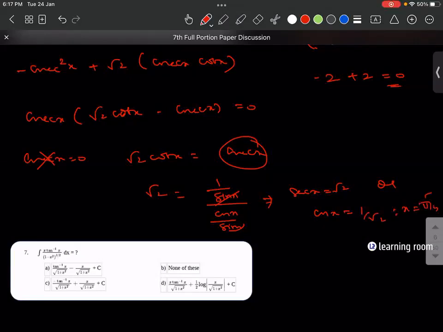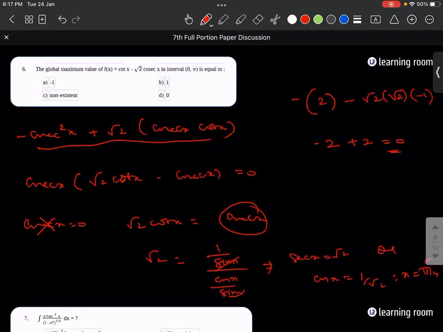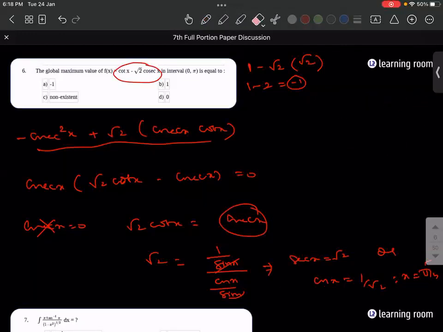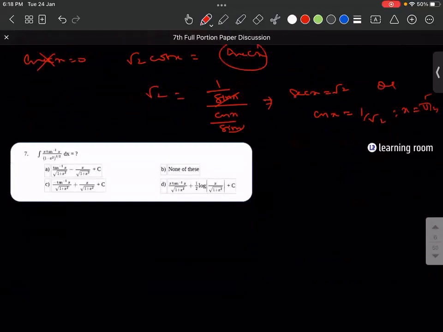So when x is pi by 4, substitute the value here in f dash of x and see. So pi by 4 means how much will you get? 1 minus root 2 into, what is cosecant pi by 4? It is root 2. So 1 minus 2 will give you minus 1. This should be the answer. Is there an option? Minus 1 is the option.